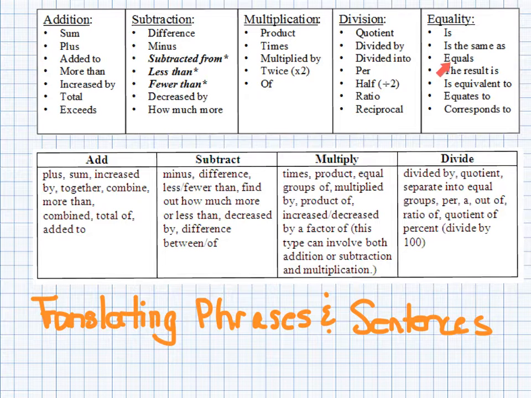Equality, does something equal something? Is the same as, equals, the result is, equivalent to, equates to, corresponds to. And this is the same thing, but there were a couple other words down here that weren't on this one. We have by, together, combine, combined, total of, added, added to. On the subtract column, let's see what the difference is. Less or fewer than, find out how much more or less than, decreased by, difference between, of.